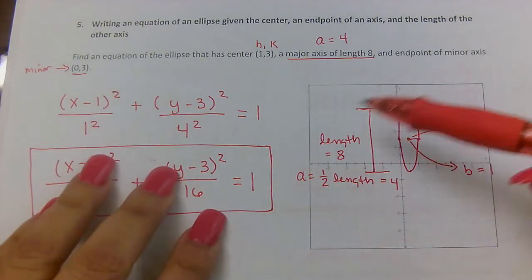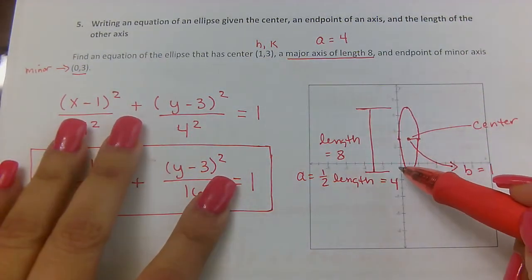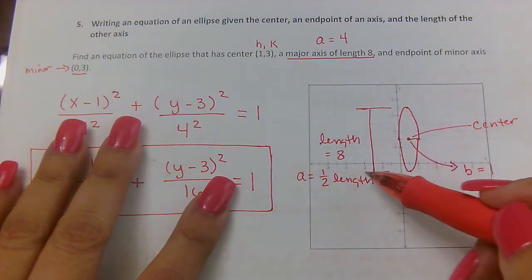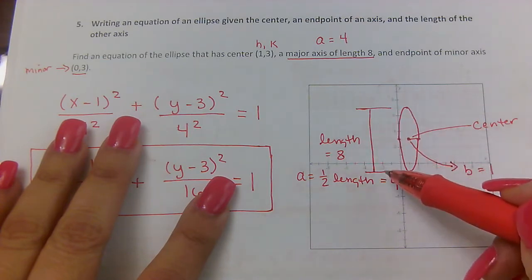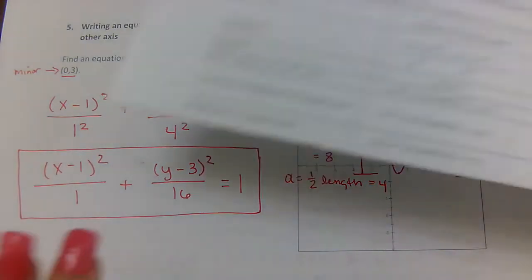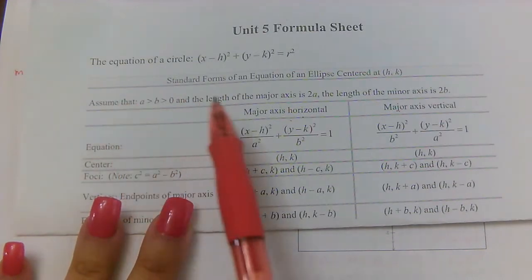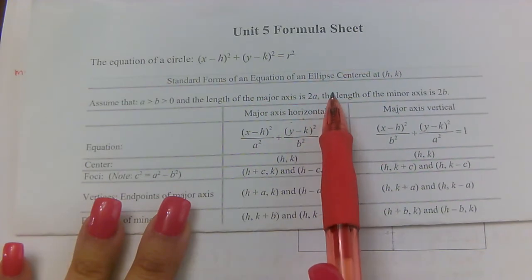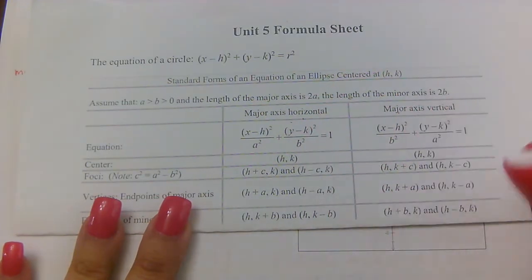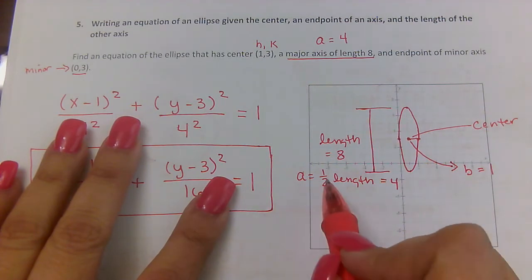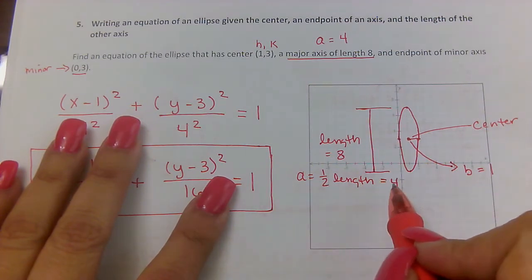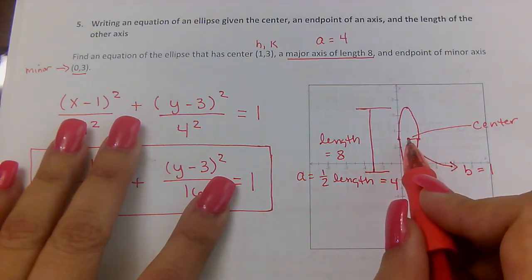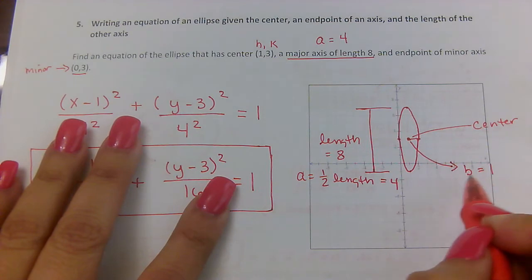The first thing I want to do here is go ahead and graph all these points. I went ahead and graphed my center, (1, 3) here. I labeled the length of 8 for my major axis here. If we go back to our formula sheet, you will see here that the length of the major axis is 2a, and the length of the minor axis is 2b. Okay. a is half the length of the axis, which is 4, and then I also plotted my endpoint here, and I was able to determine b is equal to 1.